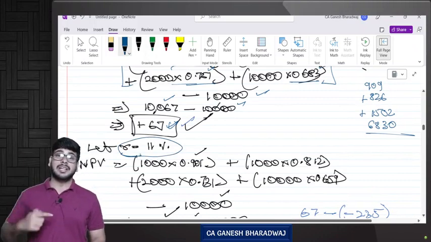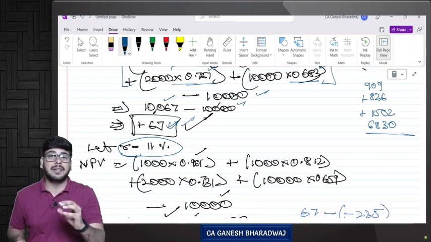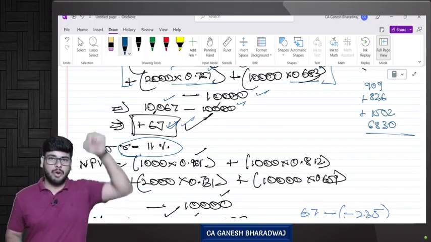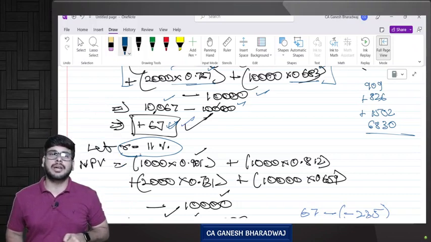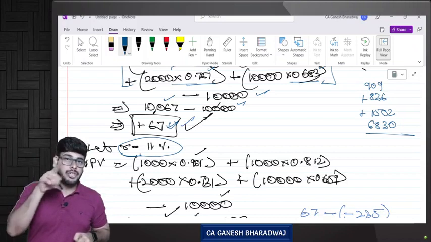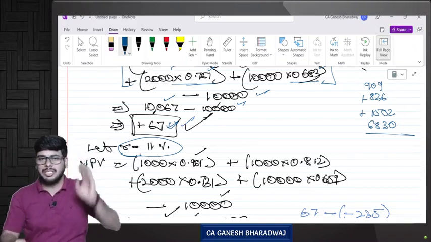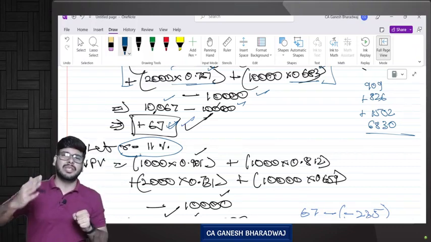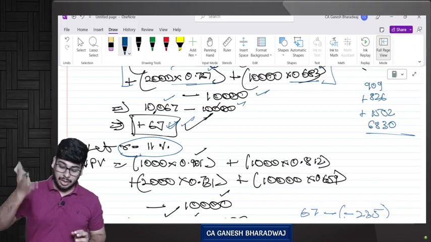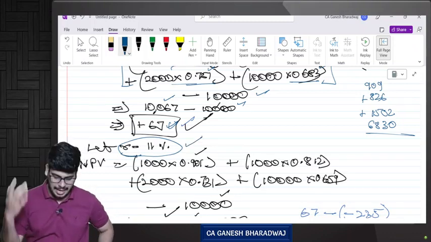Why are we taking R as more than 10%? Because if you keep R as 10%, it is giving a positive NPV. I want my NPV to fall down by 67. Correct or not? Because IRR is the rate at which your NPV is equal to 0. If you keep R as 10%, it is showing a positive NPV. So definitely I know that IRR is beyond 10%. It is not less than 10%. Correct or not? So you try the next trial. Let us try it at 11%.